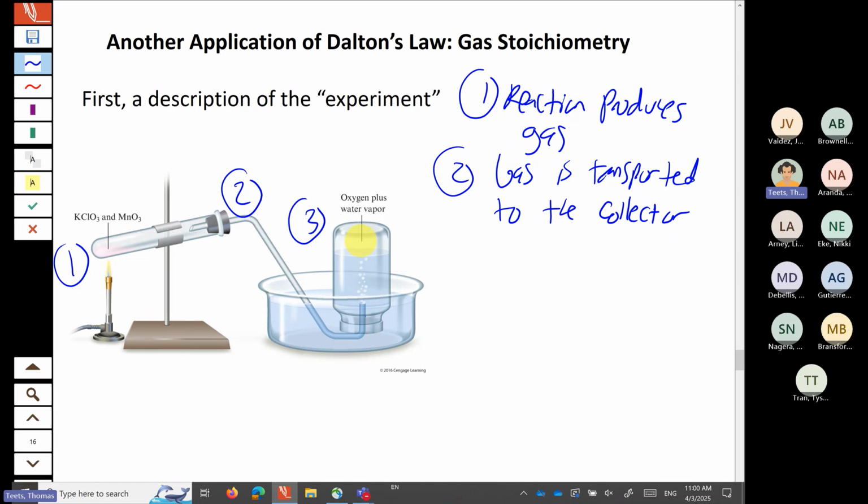A lot of times you'll do this with a graduated cylinder. We have an upside down graduated cylinder completely filled with water initially, and then the amount that the level drops by tells you the volume of gas that's collected above that water. All right, so the gas displaces the water in the collector, and that's how we measure its volume.